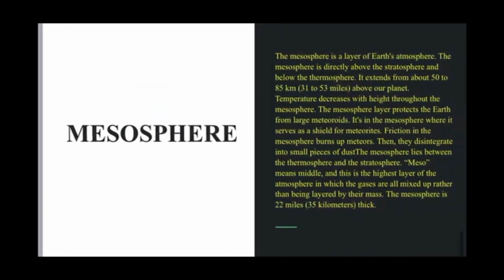The mesosphere is a layer of the Earth's atmosphere. The mesosphere is directly above the stratosphere and below the thermosphere. It extends from about 50 to 85 kilometers, 31 to 53 miles above our planet. Temperature decreases with height throughout the mesosphere. That means as you go higher, the temperature keeps decreasing.